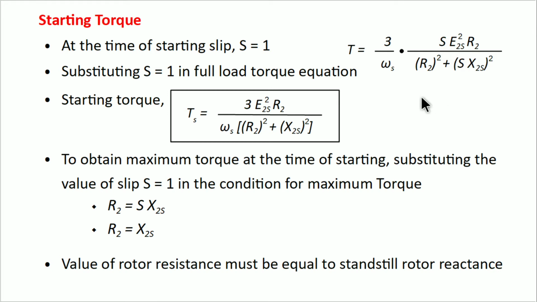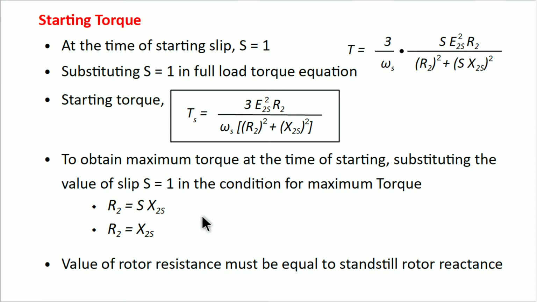In place of s we will write 1. It is 3 E2s square R2 divided by omega s, (R2 square plus X2s square). This is our starting torque. If we want to obtain the maximum torque at the time of starting: for maximum torque, R2 is equal to S X2s, but at the time of starting s is equal to 1, so R2 is equal to X2s. If the resistance of the rotor is made equal to the rotor reactance at standstill, the torque will be maximum at the time of starting.